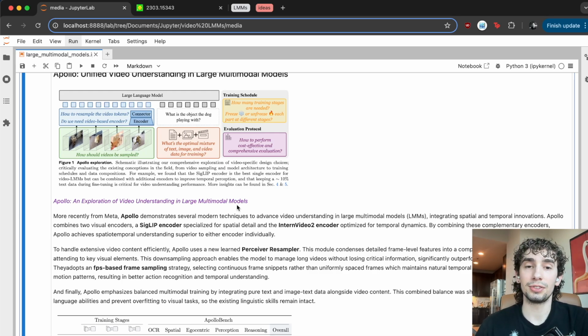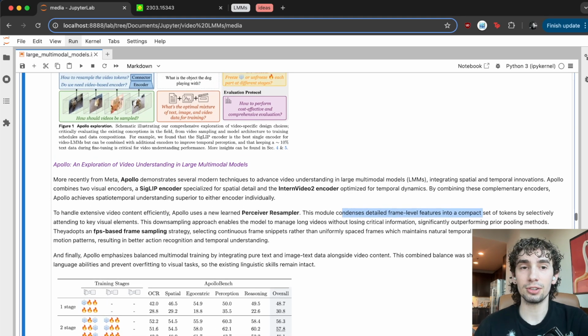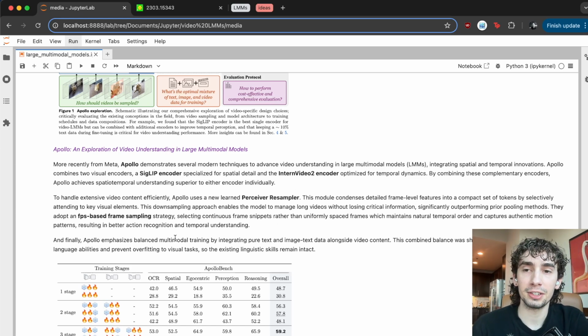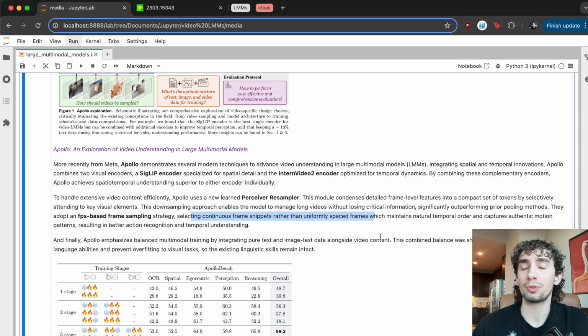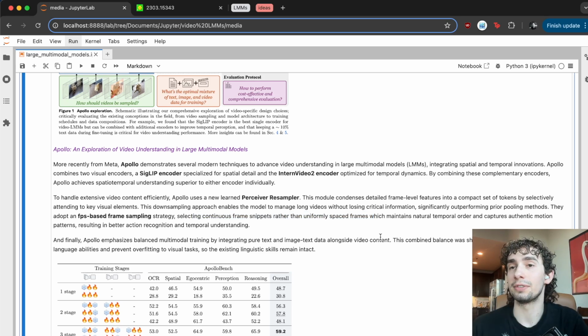The benefit of this is that it condenses the frame level features into compact sets of tokens that only keep what it thinks is the most relevant parts of the visual elements of the video that are needed for actual text generation. A few other fun techniques that they prove to be effective is sampling videos based on a frame per second strategy, and selecting different continuous frame snippets rather than uniformly cutting up videos, which maintained that natural temporal order across larger videos for more robust understanding.